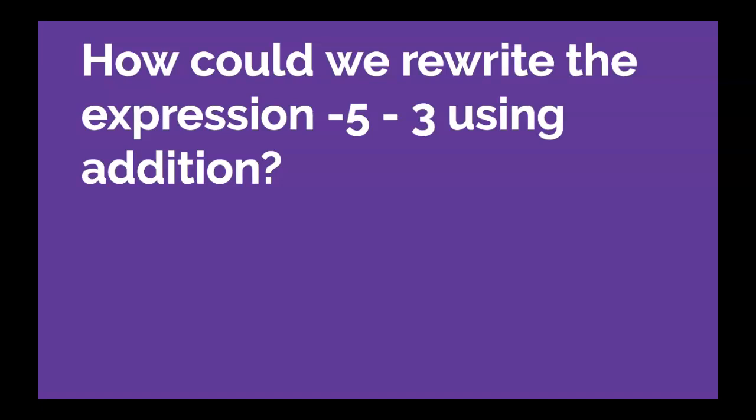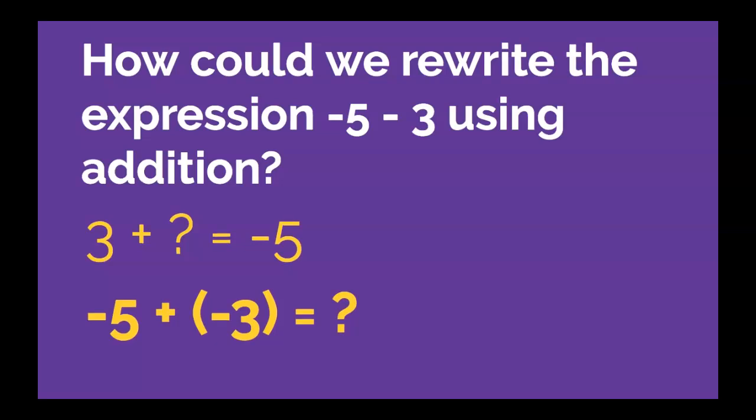So how could we rewrite the expression negative 5 minus 3 using addition? We could do it one of two ways. You could use a fact family and say, well, 3 plus what number equals negative 5? Or you could rewrite it as negative 5 plus negative 3 equals what number? Both times here, we're going to get an answer of negative 8.